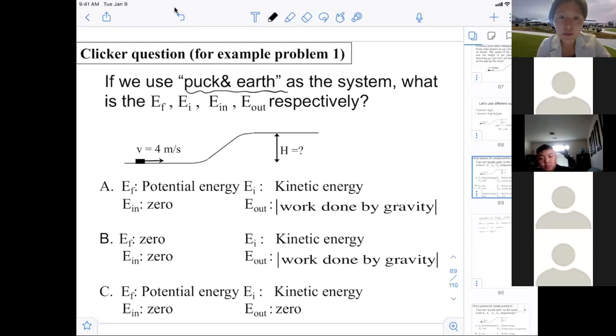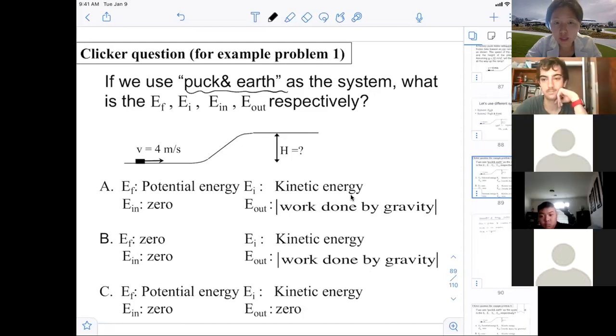All right. We will run the clock for 10 more seconds. If you haven't voted already, please do so. Any more votes before I close? All right. Let's take a look. We have a majority of votes for A, and much fewer for B and C.